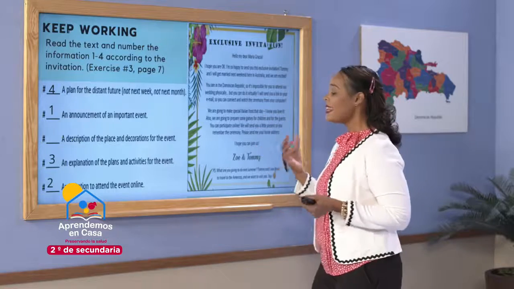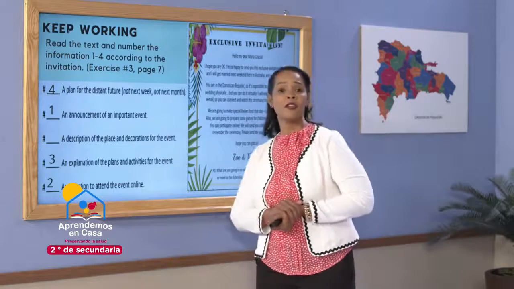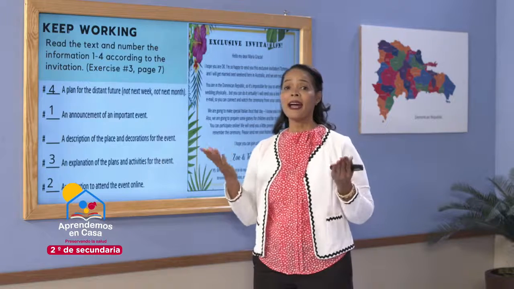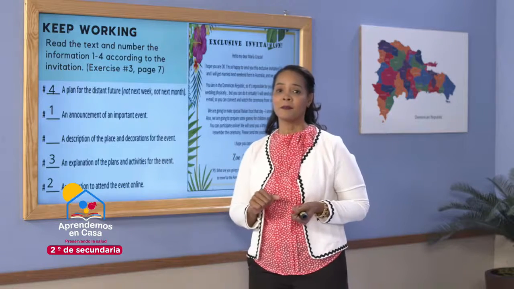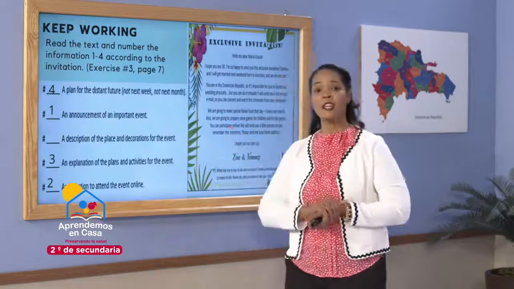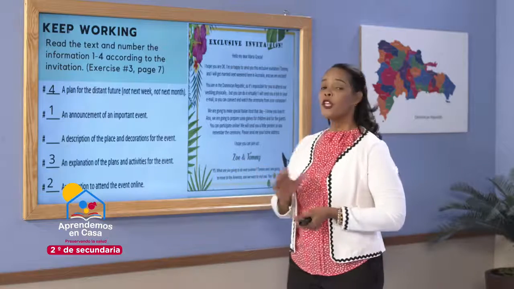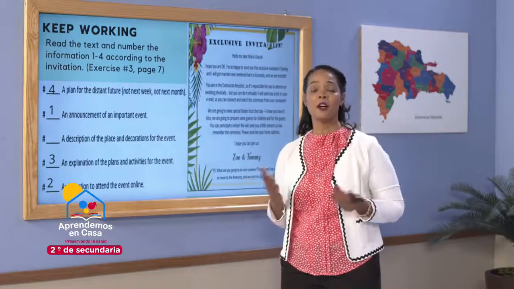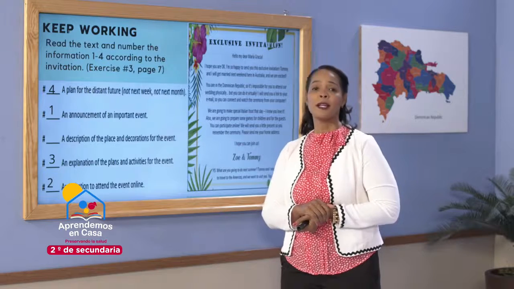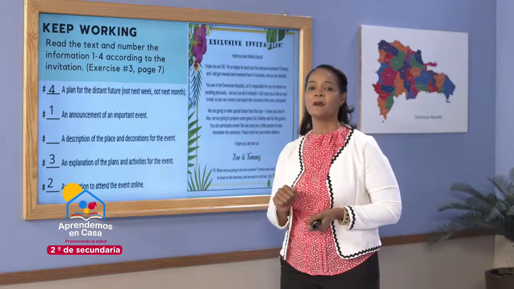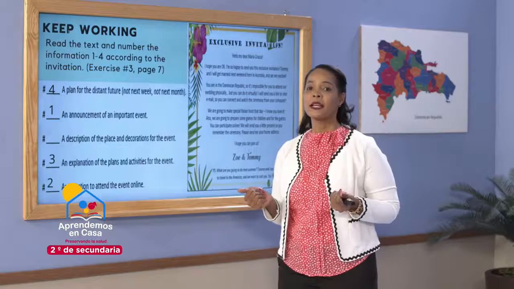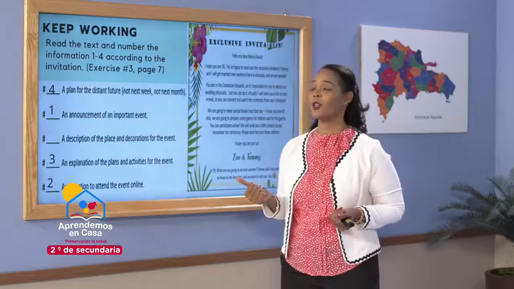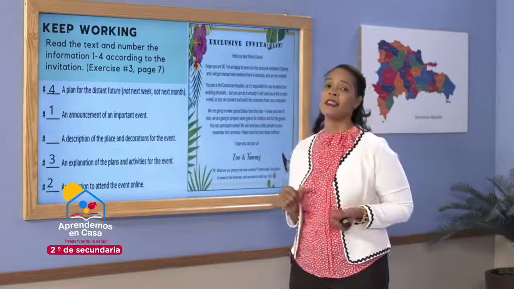Number 2, the invitation to attend the event. La invitación o las palabras de invitación para invitar al evento. Number 3, and this is optional. Esta es opcional. You can explain some of the plans and activities you have thought for the event. Puedes explicar los planes y actividades que tienes planeados para el evento. Number 4 is also optional. La número 4 también es opcional. A plan for the distant future.